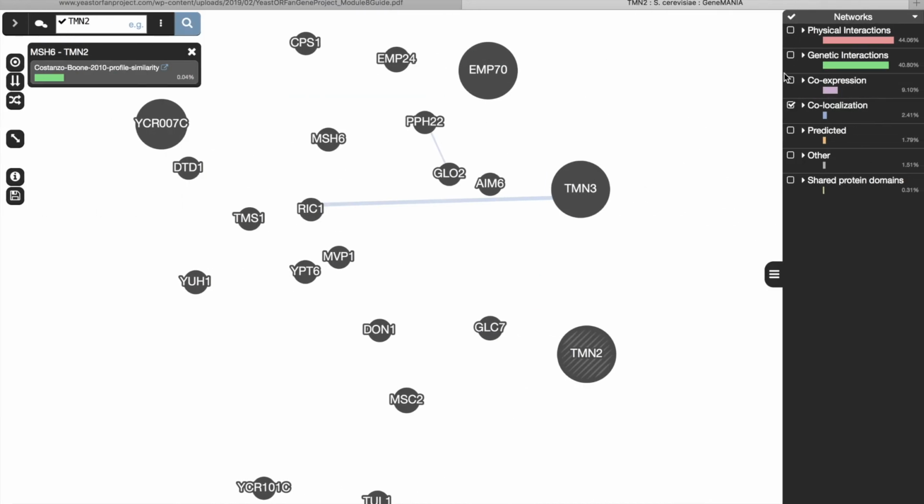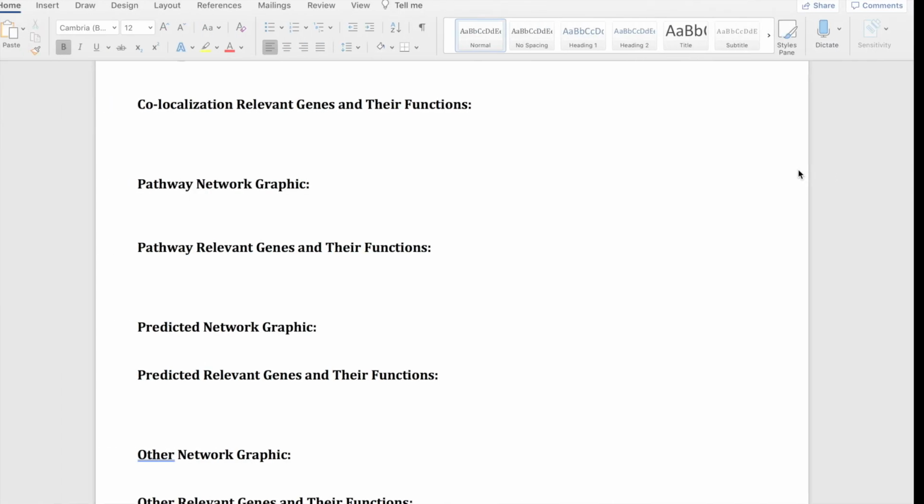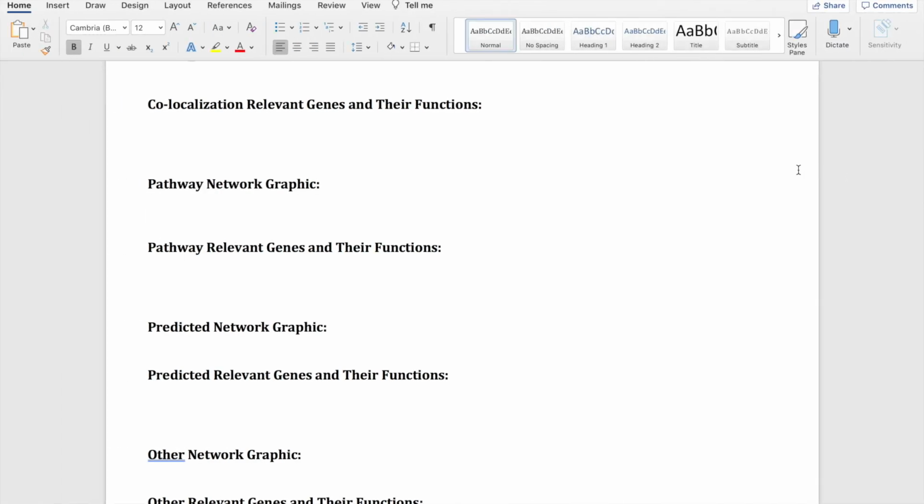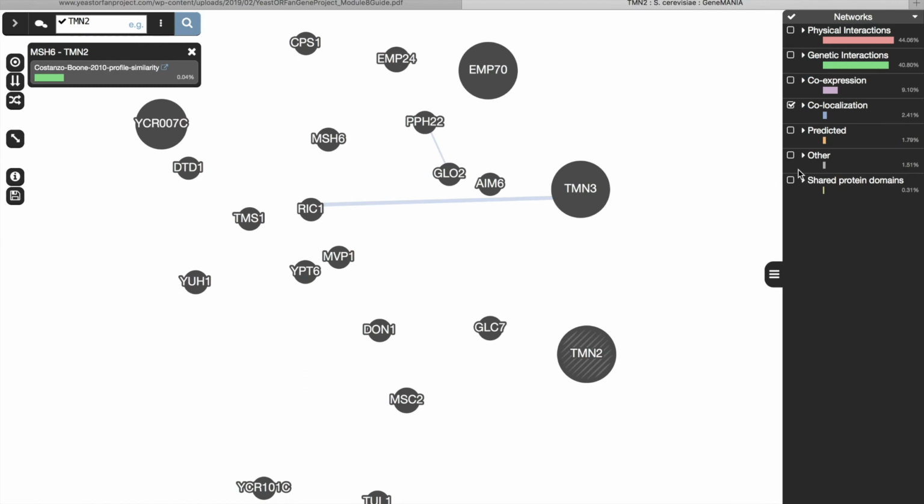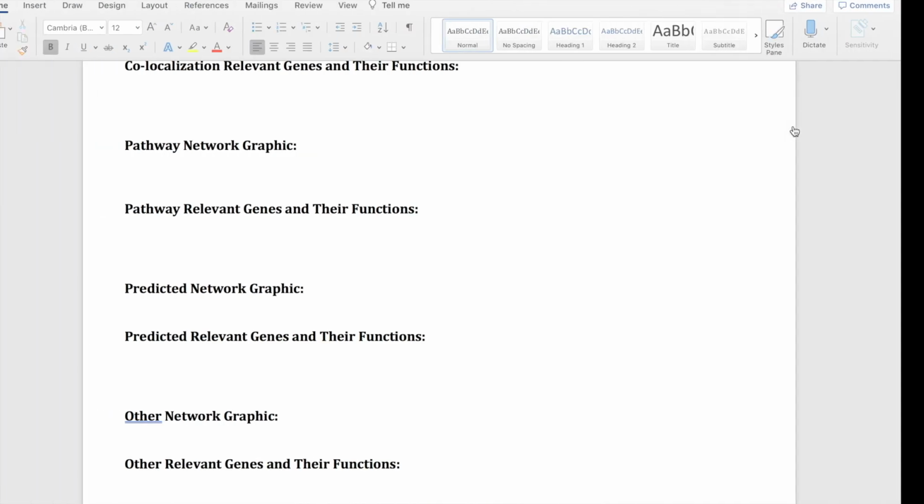So the pathway, I don't see that up there. It's in the worksheet. It's explained in the worksheet, but I just decided to go on to predicted since it doesn't come up in that tab.